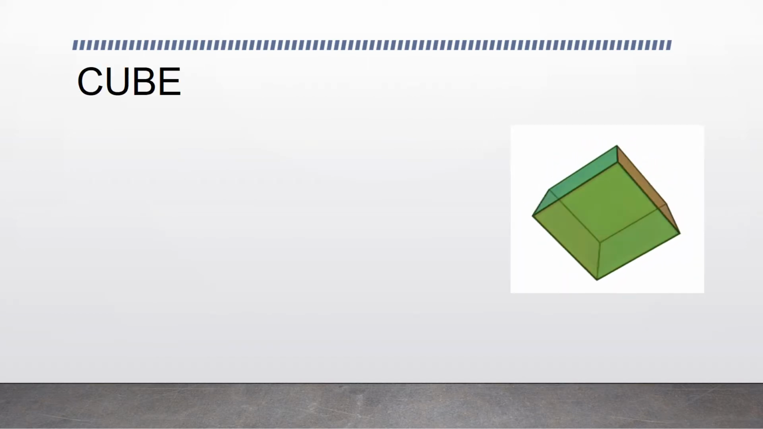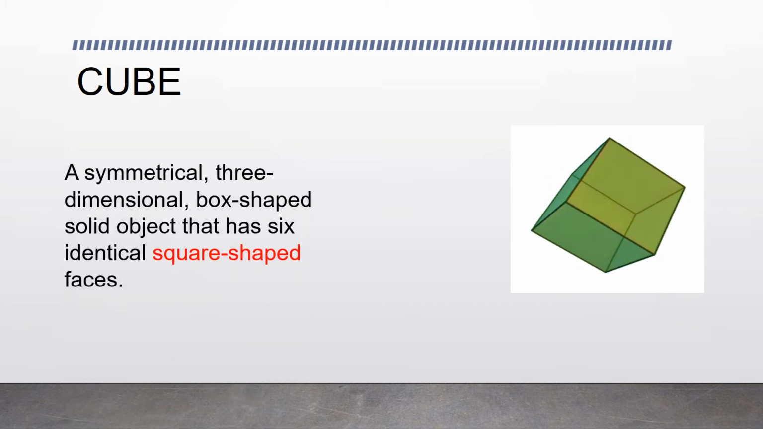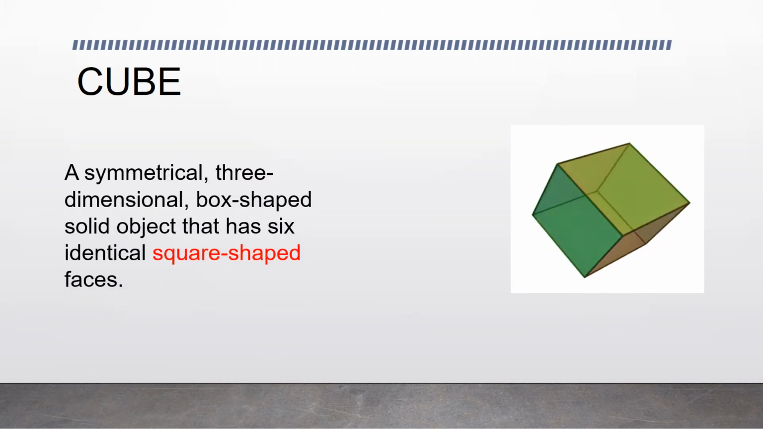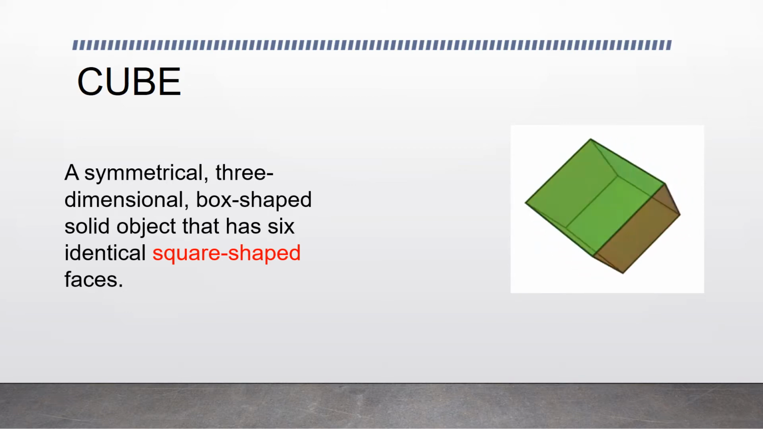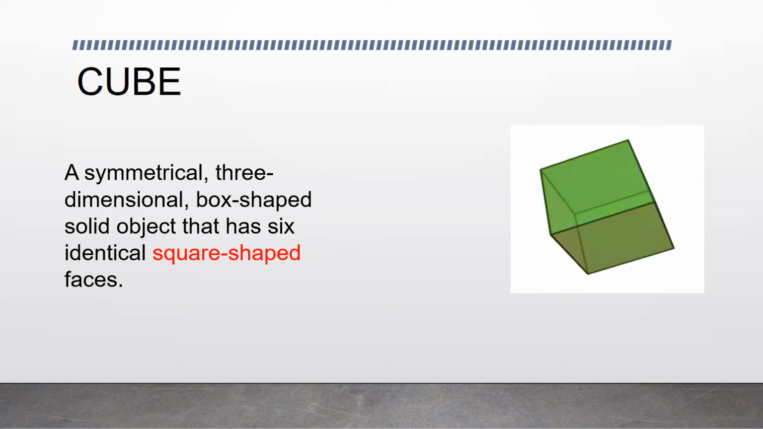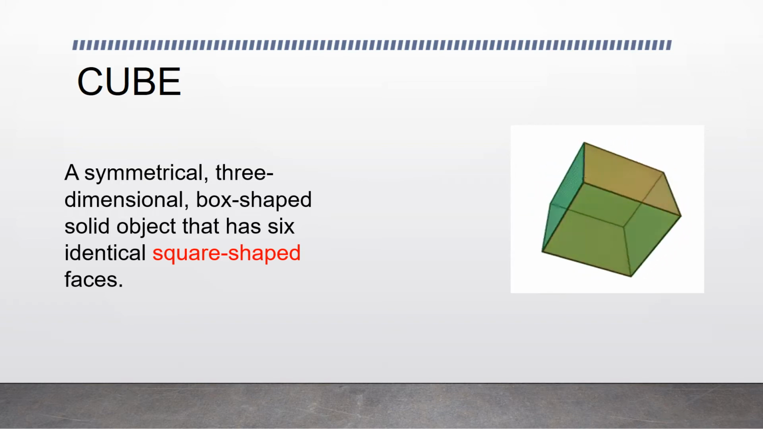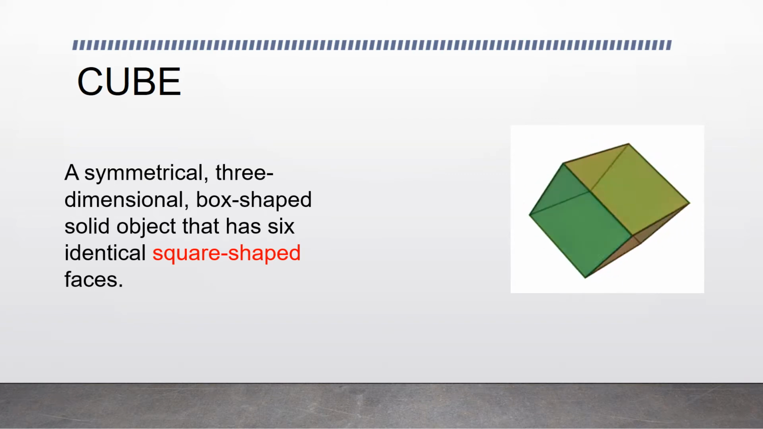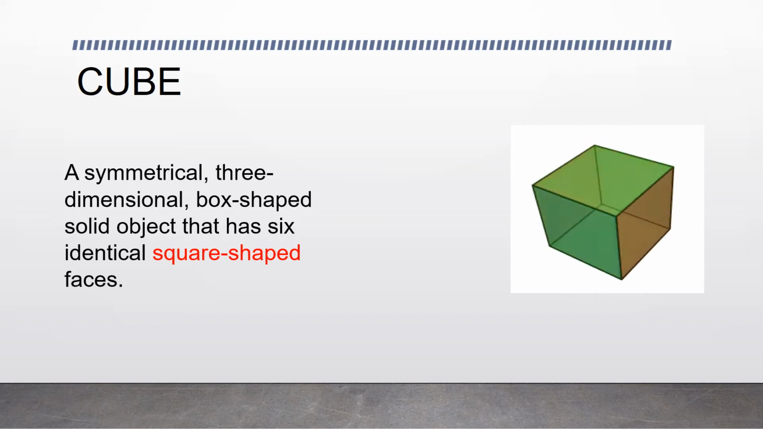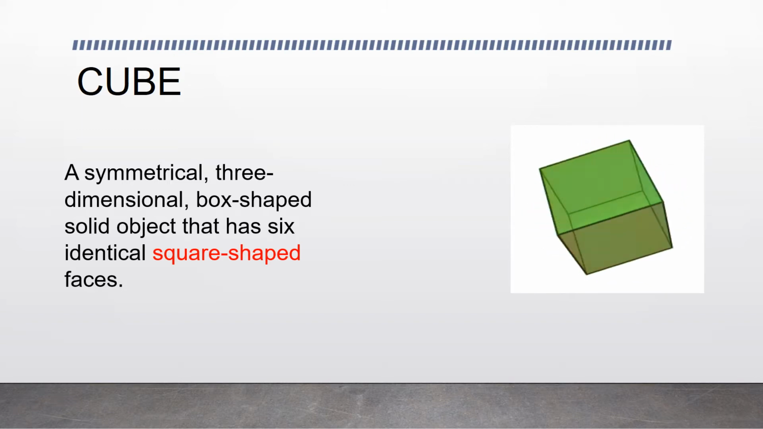Let's now look at a cube. A cube is a symmetrical, three-dimensional, box-shaped solid object that has 6 square-shaped faces. And not just 6, but 6 identical square-shaped faces. Can you make out the 6 from this image?